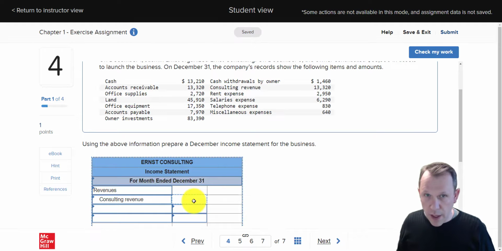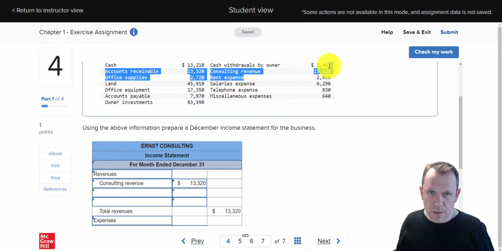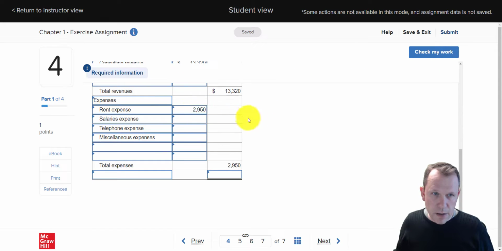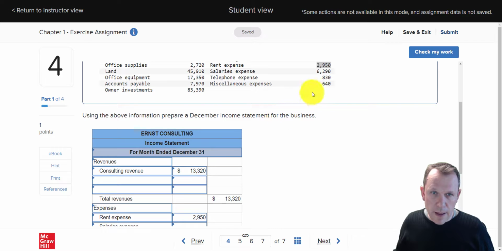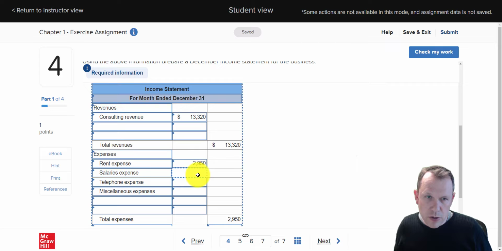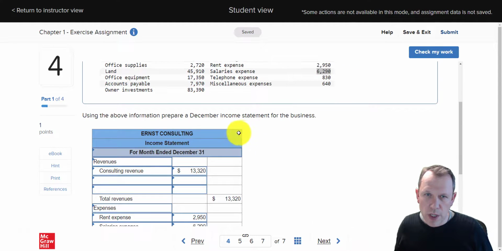So here's 13,320. Whoops. So that's our number there. Next one is going to be our rent expense right here. We're going to take that and put that down here, right? We can take our salaries expense. If you have these numbers listed out, if you really want to, you can do Control-C to copy, Control-V to paste, or you can just key them in, right? Whatever's quickest for you.